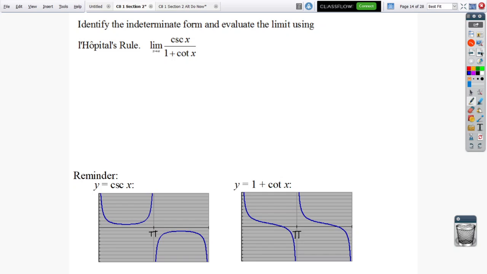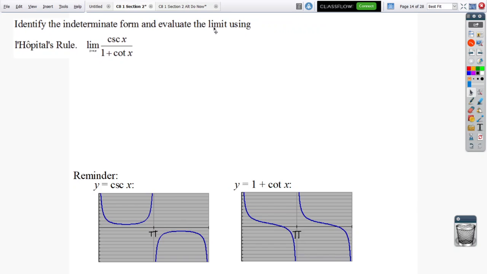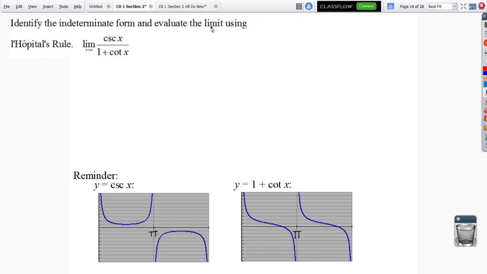Oh man. Identify the indeterminate form and evaluate the limit using L'Hopital's rule. Oh man, this stinks. So looking here, just as a reminder, we have graphs of cosecant. We have graph of 1 plus cotangent. I just graphed those in my calculator to bring up here so that I can actually use my d sub kind of situation. And the reason why I put those up there, that's the limit as x approaches pi, by the way. Limit as x approaches pi.